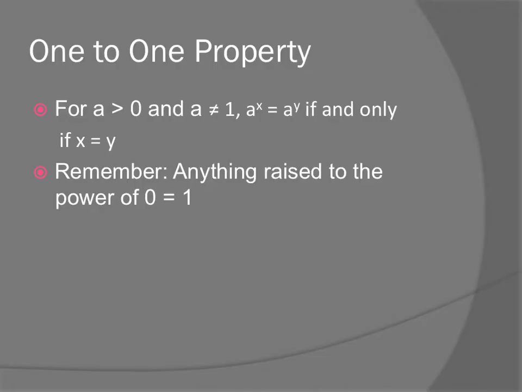Okay, the one-to-one property is something hopefully you remember from algebra, but it means if the base is the same, then I can set the exponents equal to each other. So for any a being greater than 0, meaning it should be positive, and not equal to 1, this is true if and only if the exponents are equal to each other. So if I had 2 to the x equals 2 to the 4th, and the bases are the same, I can ignore the bases and just set my exponents equal to each other. Remember, we already talked about it, but anything raised to the power of 0 is 1. That's not something you can actually compute. You have to just know it.